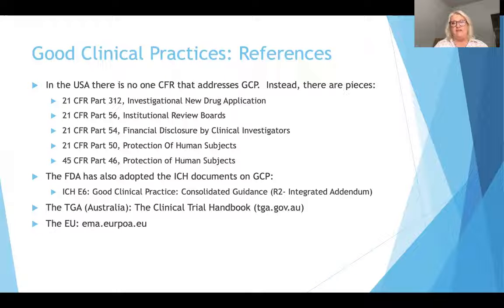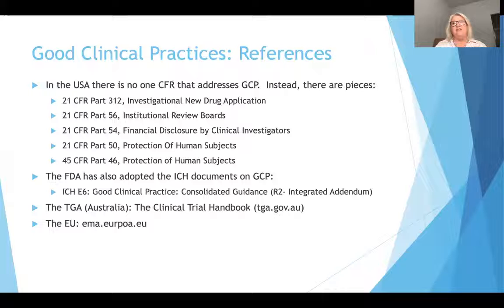Part 56 addresses institutional review boards, or the ethics committees. Part 54 is important in the United States because it discusses the financial disclosure requirements by clinical investigators. Part 50 addresses the protection of human subjects, which is also related to informed consent, and also 45 CFR, which relates to human health and human services. Part 46 also addresses the protection of human subjects in clinical studies.